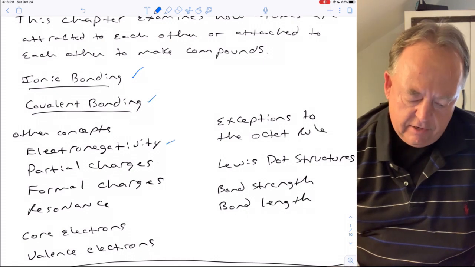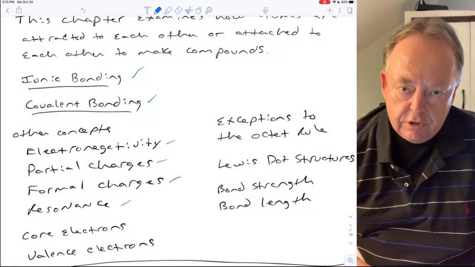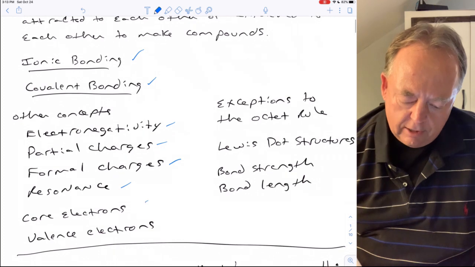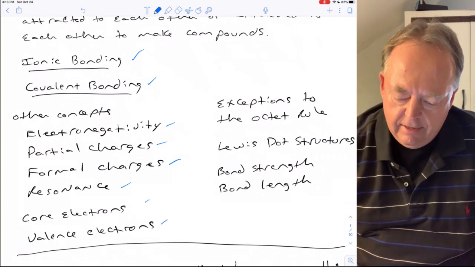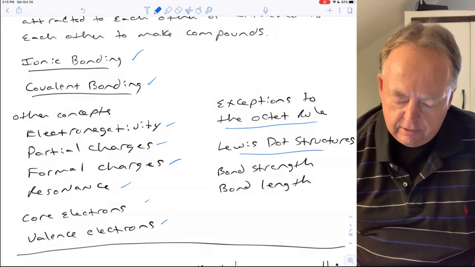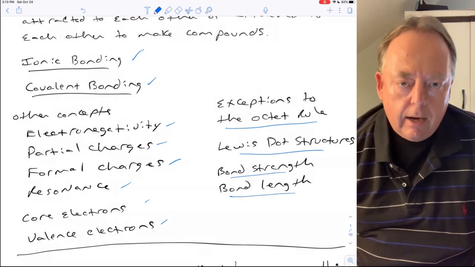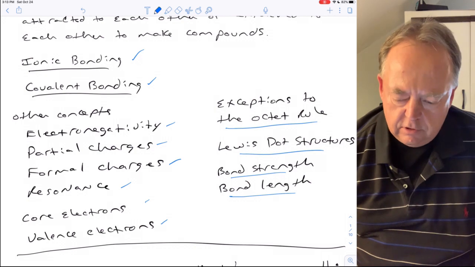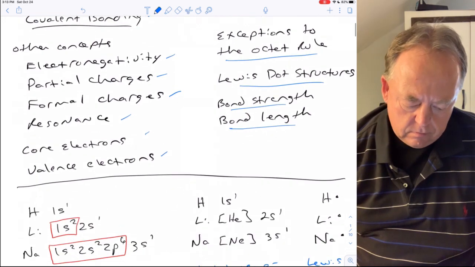So electronegativity, partial charges, formal charges, resonance, core electrons, valence electrons, exceptions to the octet rule, Lewis dot structures, and we'll look at very general bond strength and bond length. All of these concepts in this chapter you should understand.